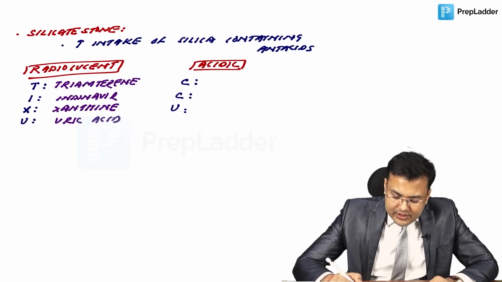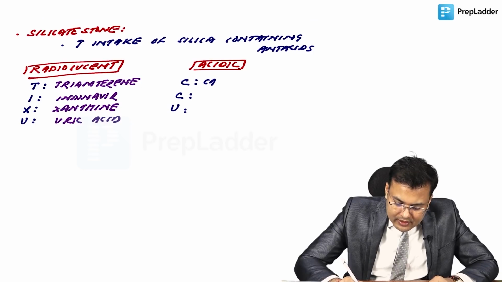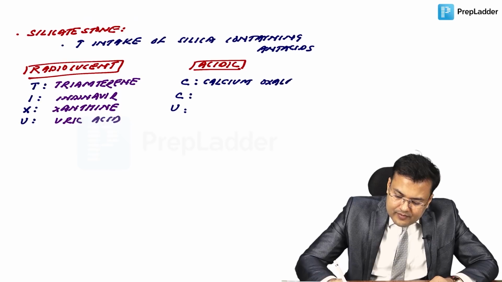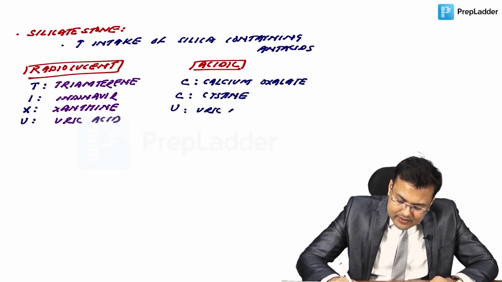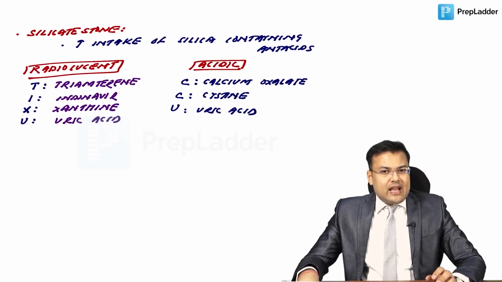CCU is acidic. So C, calcium oxalate. C, cysteine. And U, uric acid. Clear? So these are acidic stones.